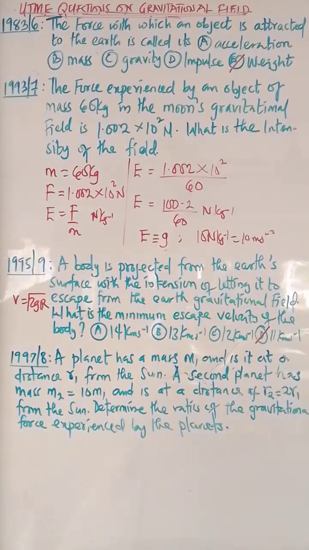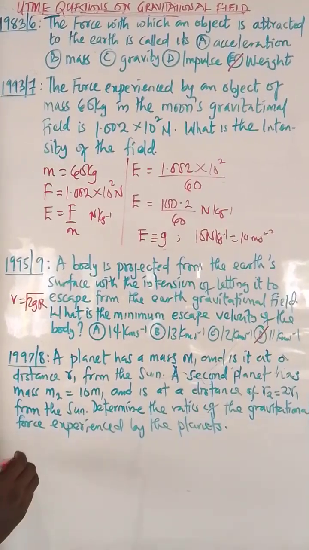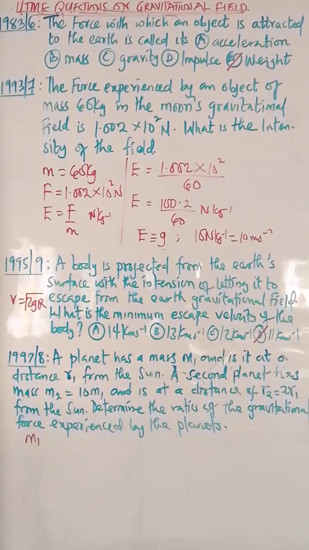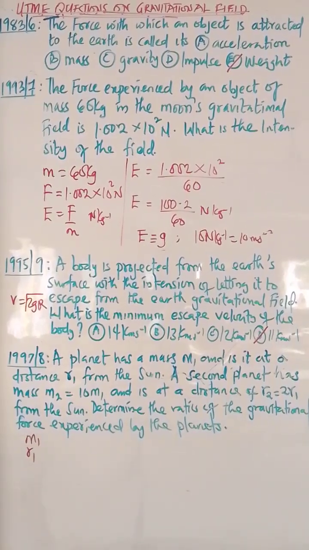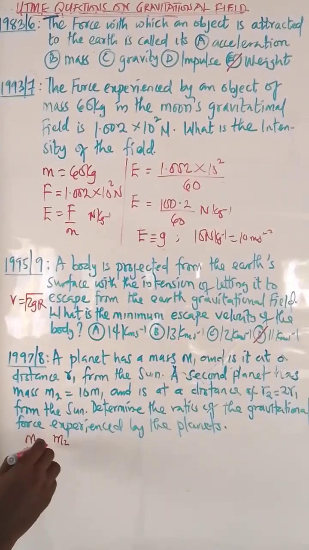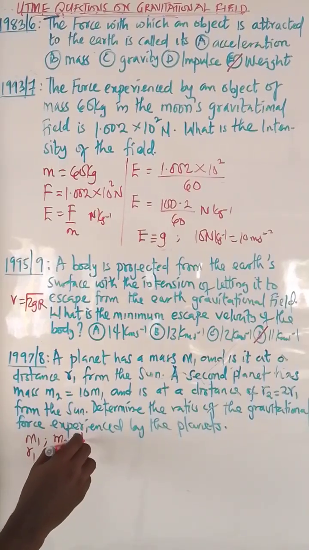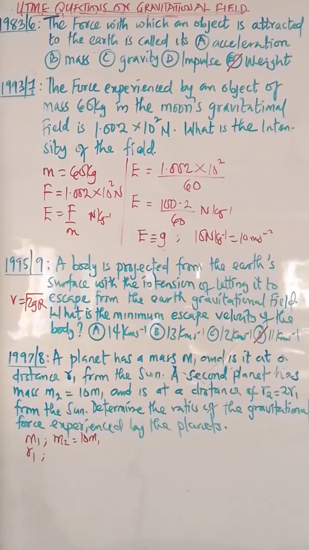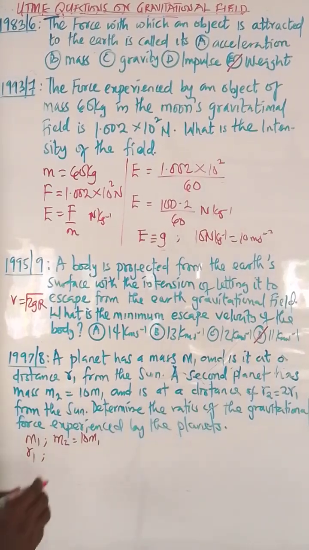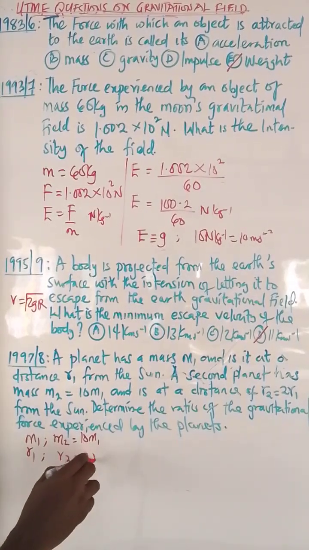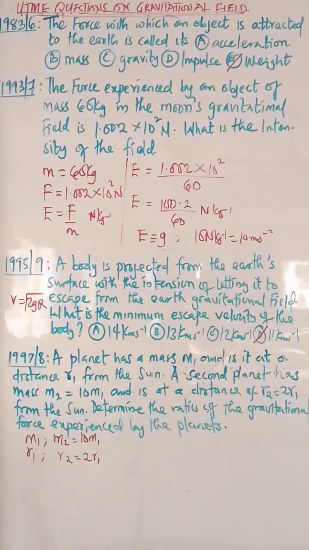Next, a planet has a mass m1, and it is at a distance r1 from the sun. A second planet has a mass m2, and that m2 equals 10 m1, meaning the mass is 10 times bigger, and it is at a distance r2, and that r2 equals 2r1 from the sun. Determine the ratio of the gravitational force. You are looking for F1 to F2.